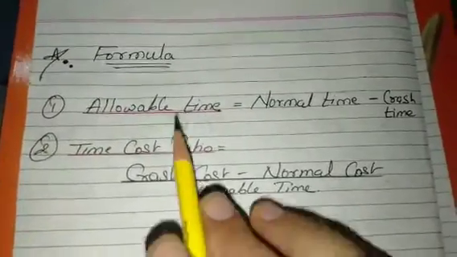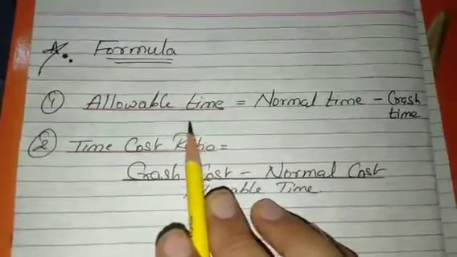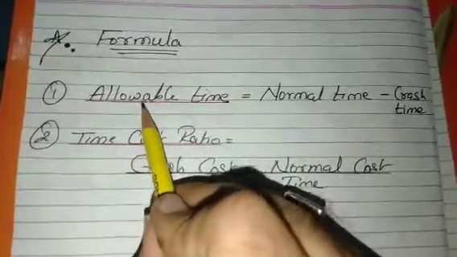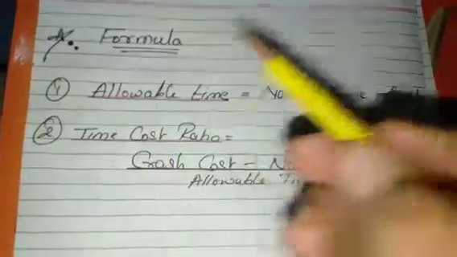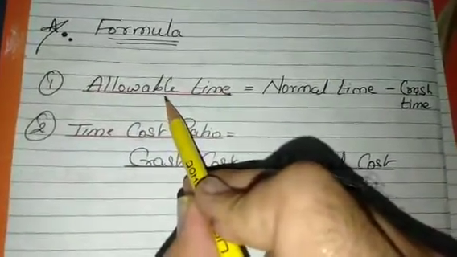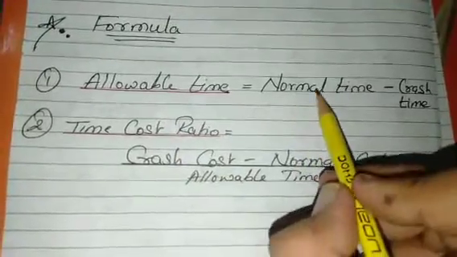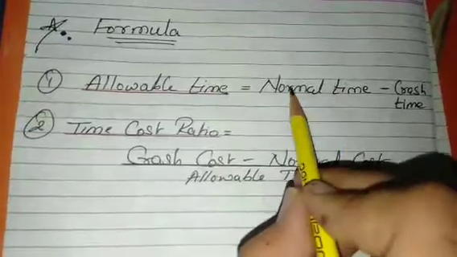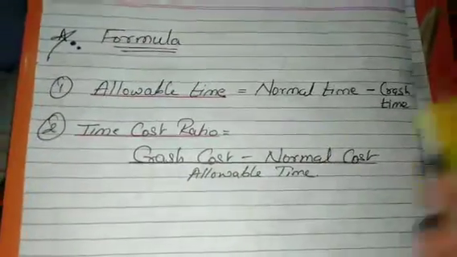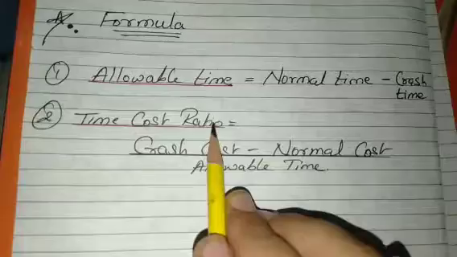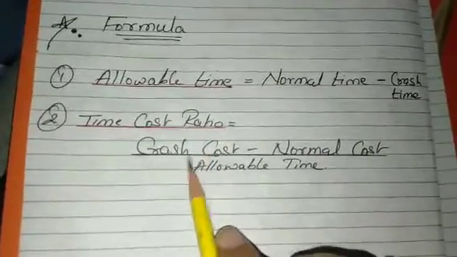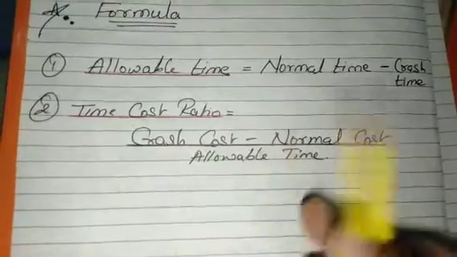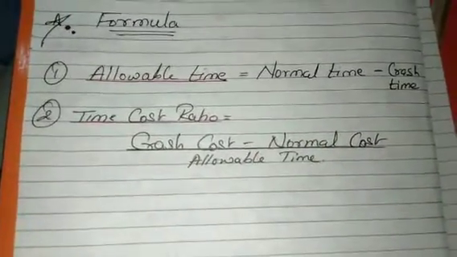Basically, there are two important formulas to solve a sum of the time cost model or network crashing. The first formula is allowable time. How can we find allowable time? We subtract normal time minus crash time, and we get the allowable time for crashing. The second is the time cost ratio: crash cost minus normal cost, divided by allowable time, gives us the time cost ratio.